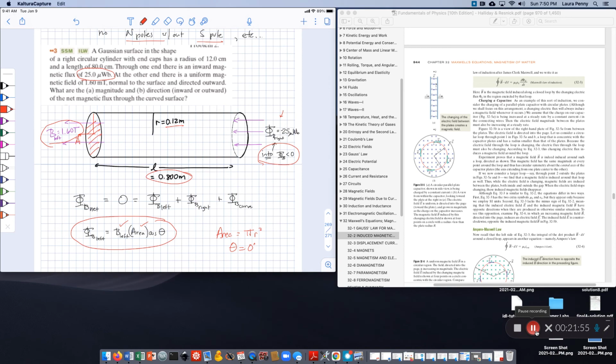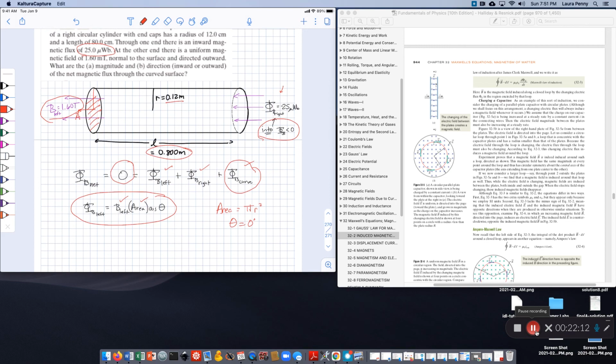Then the problem wants to know the magnetic flux from the curved section. The magnetic flux from the curved section plus the flux on the right-hand side and the flux on the left-hand side all have to add up to 0. So we can use that to determine the magnetic flux on the curved section, with some fairly simple steps.